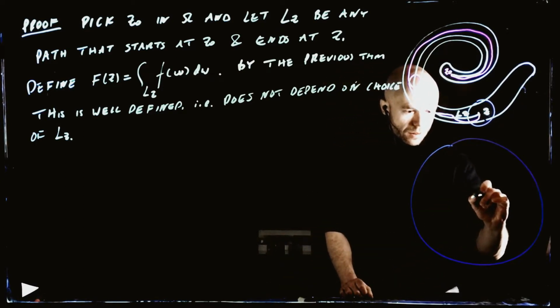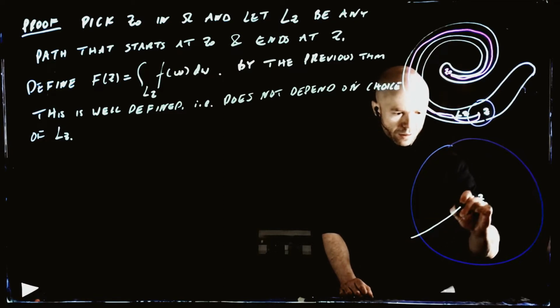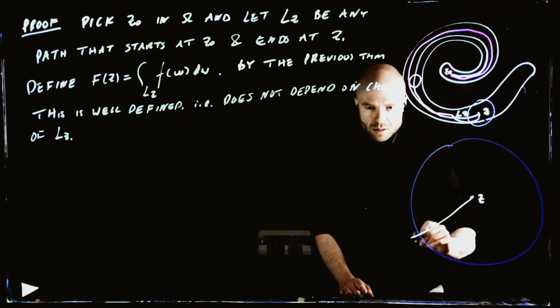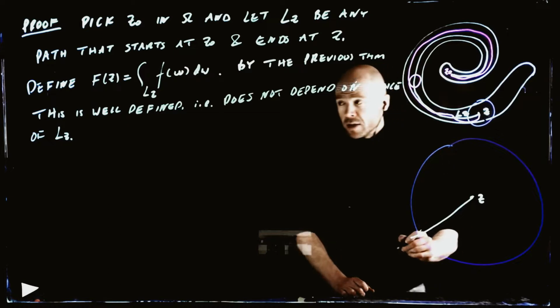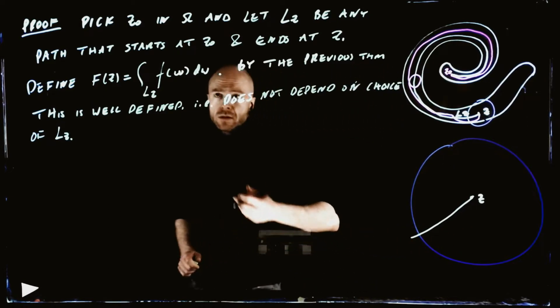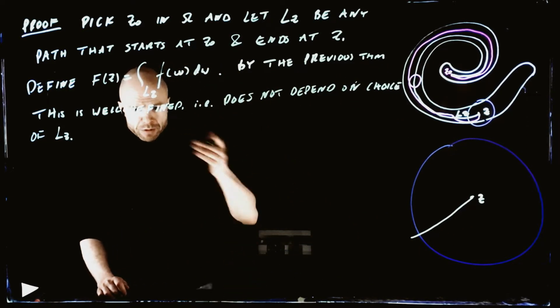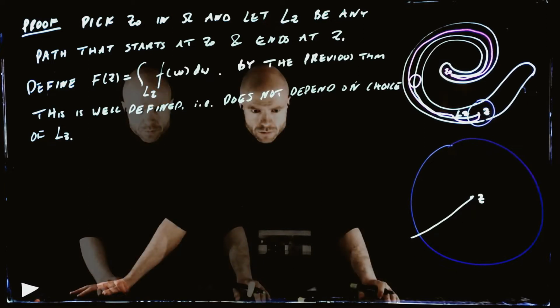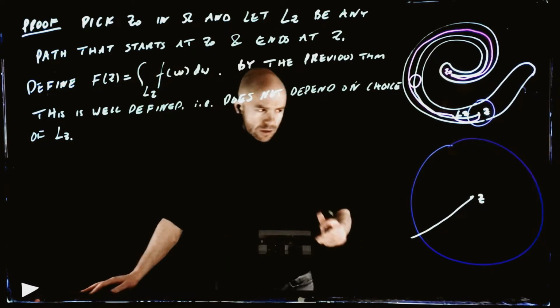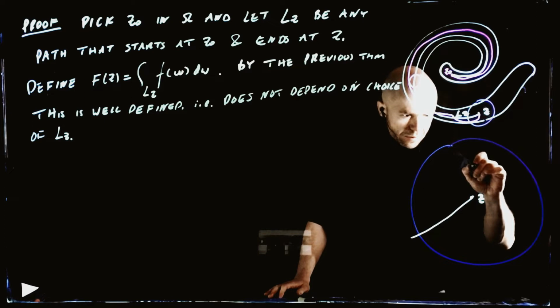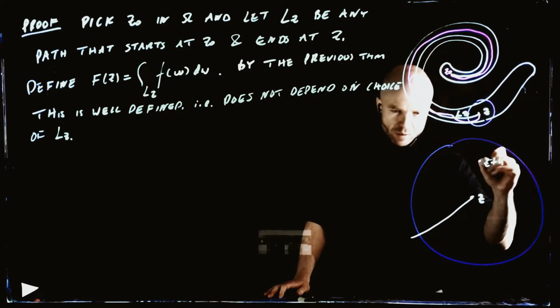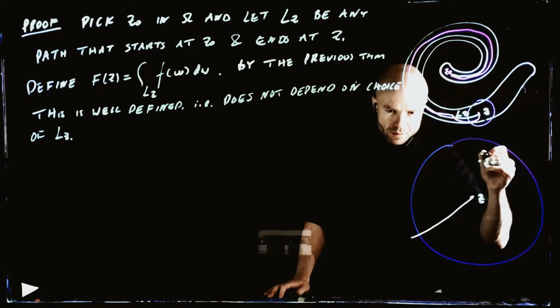So this is z, this is our path coming in like this, yeah? So why is it the case that capital F is the primitive of little f? Okay, let's see what happens if we move off little z by a little bit. Suppose we move up here. This is z plus h for some small number.